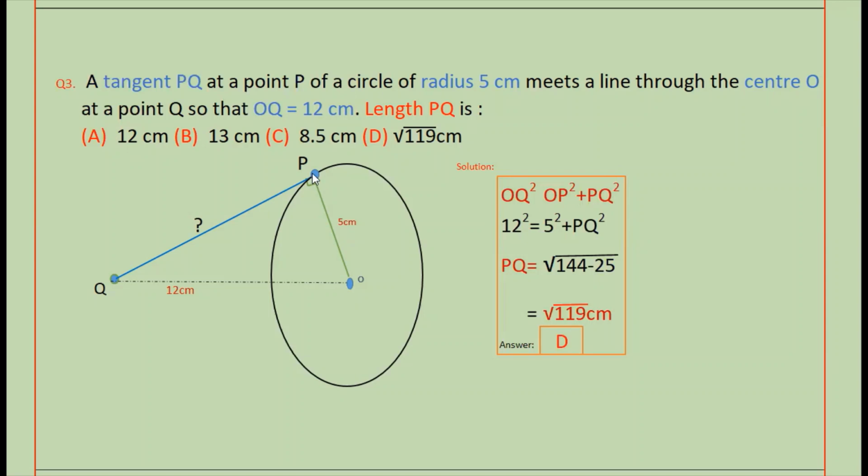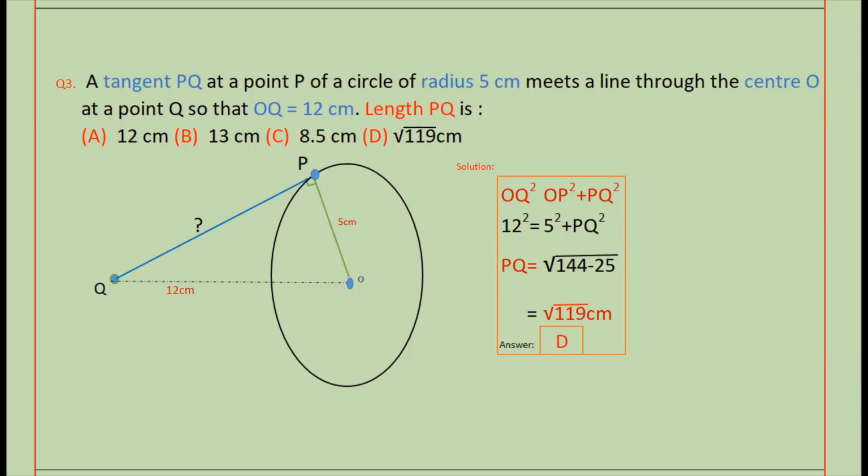So here this is a right triangle because the radius is always perpendicular to the tangent. So this is 90 degrees. As per Pythagoras theorem, OQ square is equal to OP square plus QP square. Then OQ is 12, 12 square is equal to 5 square plus PQ square. Then PQ is equal to the square root of 12 square, which is 144, minus 5 square, which is 25. So that is square root of 119 centimeters. So the answer here is D.